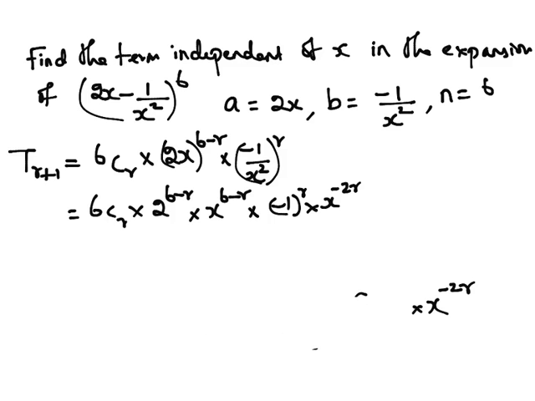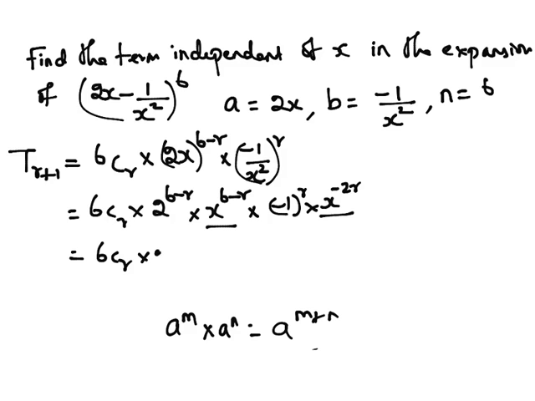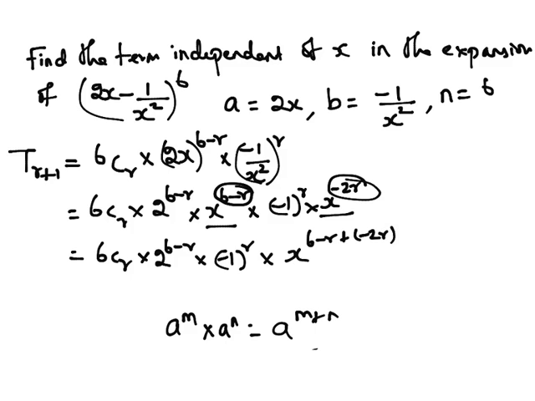Good. So now what you need to do is, in this particular expression, x is in two places, isn't it? So you have to combine it. How? We know that a power m into a power n equal to a power m plus n. Same way you need to write 6Cr multiplied with 2 power 6 minus r multiplied with minus 1 power r. So I am writing all the constant terms together, and then x raised to 6 minus r plus minus 2r. So 6 minus r plus minus 2r. So this is what I get.